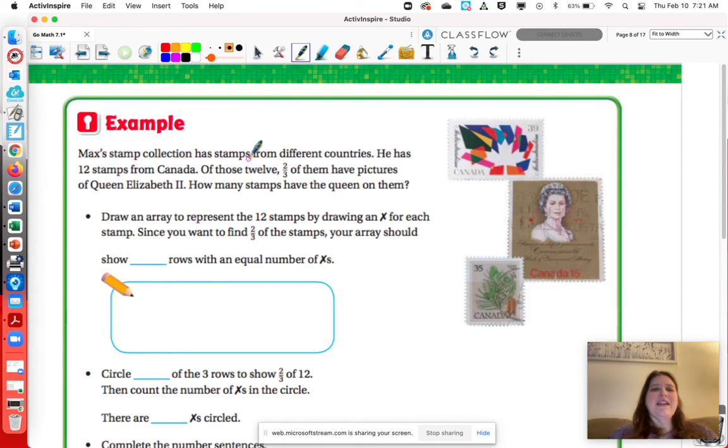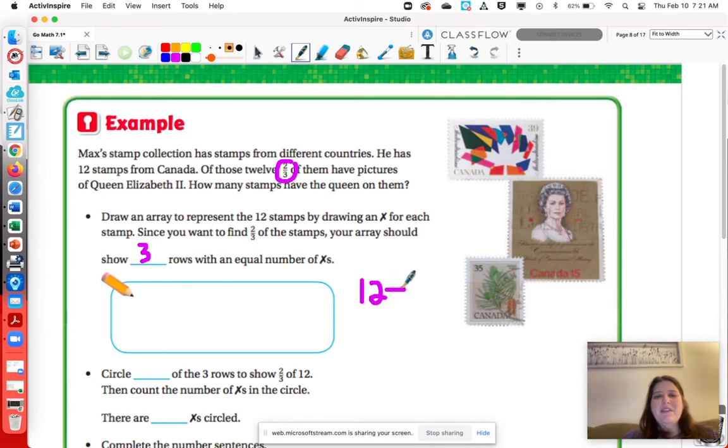So Max's stamp collection has stamps from different countries. He has 12 stamps from Canada. Of those 12, 2/3 of them have pictures of Queen Elizabeth. How many stamps have queens on them? It wants us to draw an array representing the 12 stamps by drawing an X for each stamp. Since you want to find 2/3 of the stamps, your array should show 3 rows with an equal number of X's.